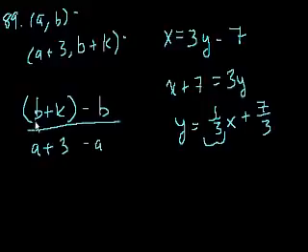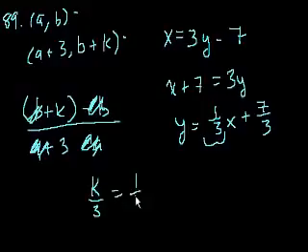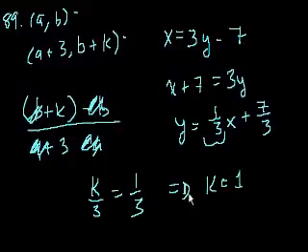Right? And what does this reduce to? So b plus k minus b, the b's cancel out. A plus 3 minus a, the a's cancel out. I'm left with k over 3. And that equals the slope. We already know that the slope is equal to 1/3. So k over 3 is equal to 1/3. So k is equal to 1. That's choice D.